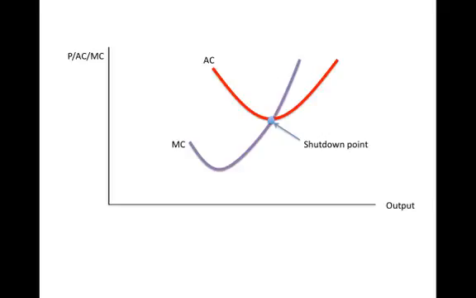We left off talking about the shutdown point in the long run. And remember that the shutdown point in the long run is the minimum of the average cost curve. The reason for this is that in the long run, all costs are variable. And so the firm needs to be able to cover all of their variable costs in order to justify continuing to produce, they have to be able to cover all of their costs.